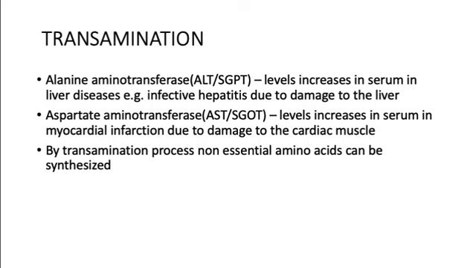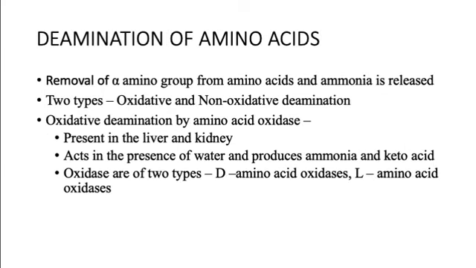So next we'll go on to the deamination reaction. What is deamination? That is the removal of the alpha amino group from the amino acids and ammonia is released. Here you have two types, oxidative and non-oxidative deamination. Oxidative deamination takes place with the amino acid oxidase enzyme. This takes place in the liver and in the kidney. It acts in the presence of water and produces ammonia and keto acids.